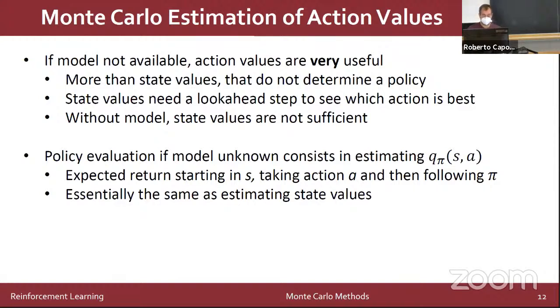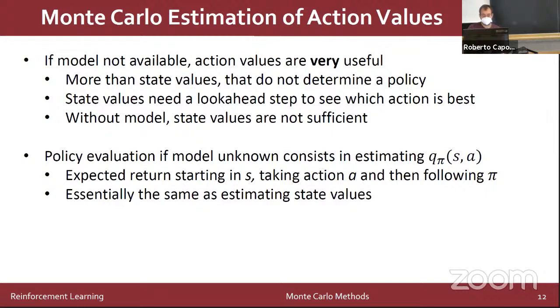So our policy evaluation for Monte Carlo methods will be very similar to the one that we have just described, except that instead of estimating V, we will be estimating Q of pi of a state and an action. This would be an estimation of the expected return starting in a certain state S, taking an action A, and after that following a policy pi. So a policy pi is the policy that we already have. Okay?